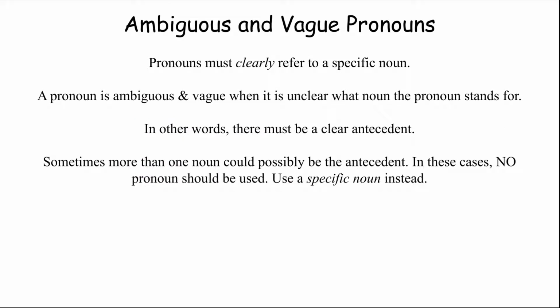Okay, so the next thing we're going to talk about with usage is ambiguous and vague pronouns. Basically, pronouns have to clearly refer to a specific noun. A pronoun is ambiguous and vague when it is unclear what noun the pronoun stands for. In other words, you have to have a super clear specific antecedent. If more than one noun could possibly be the antecedent, like if there's any question about which noun it is, don't use a pronoun, just go ahead and use a specific noun to make sure your sentence is clear.